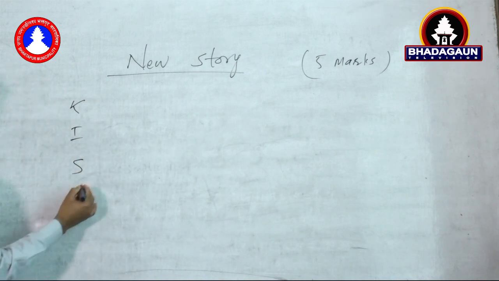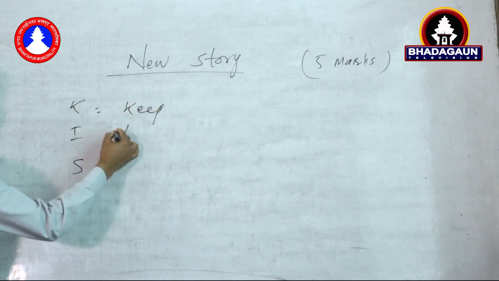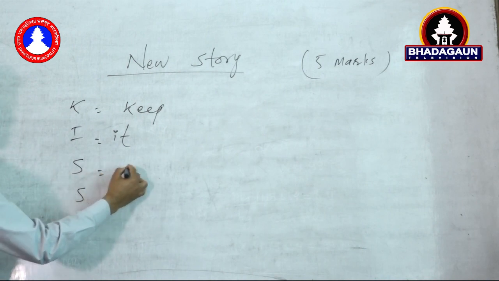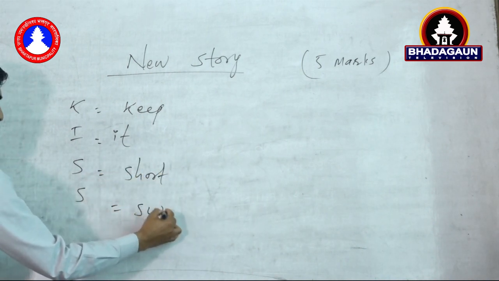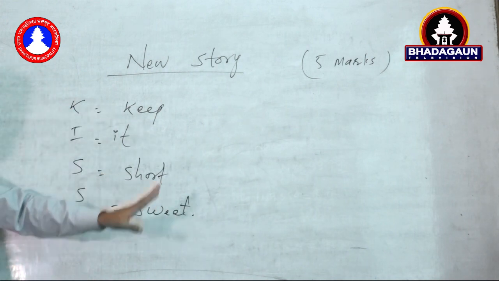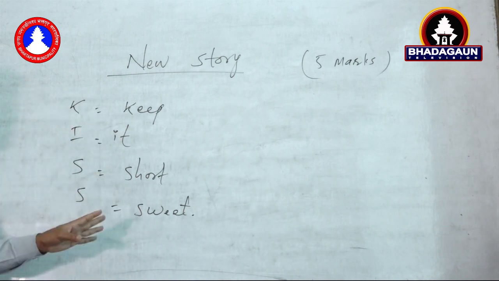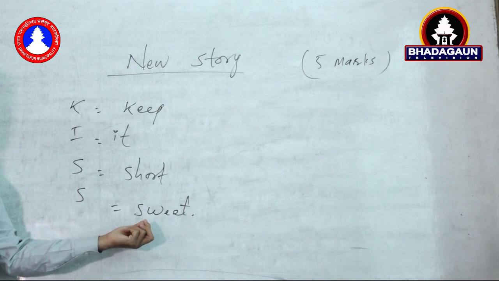Generally, the general idea is KISS: K means keep, I means it, S means short, and S means sweet. Keep it short and sweet. When we write the headline, if the headline is given, that's fine; you write the same one. If not given, try to make it short and sweet.